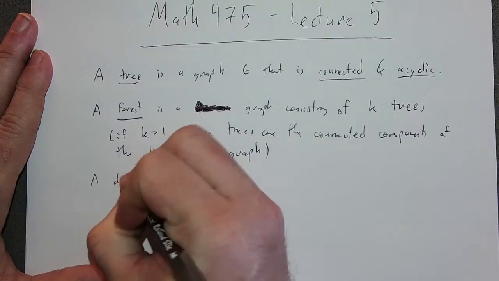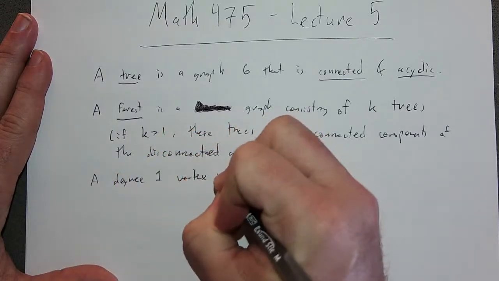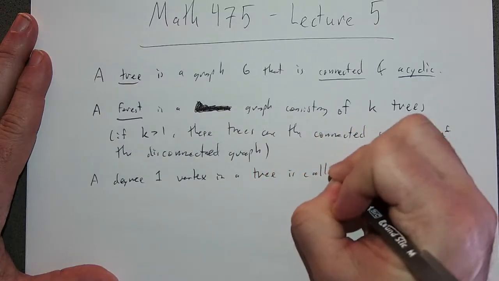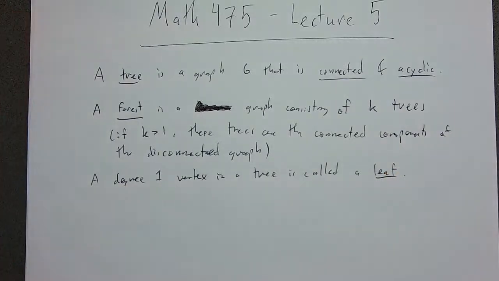A degree 1 vertex in a tree is called a leaf. So a vertex that is only adjacent to one other vertex is called a leaf.